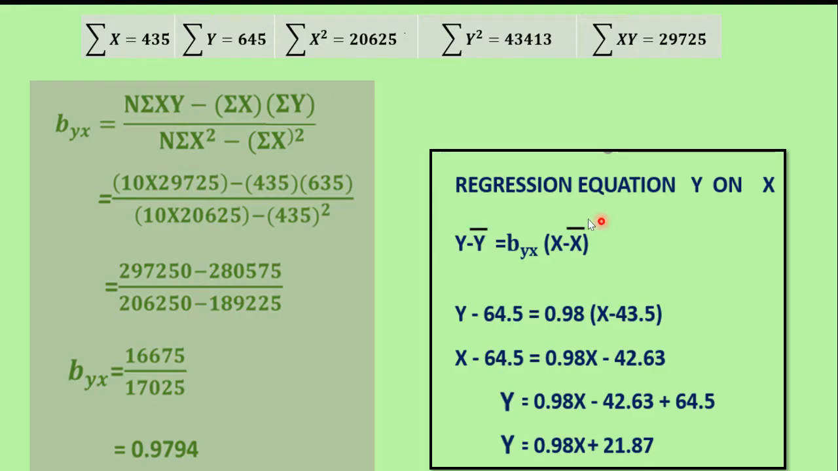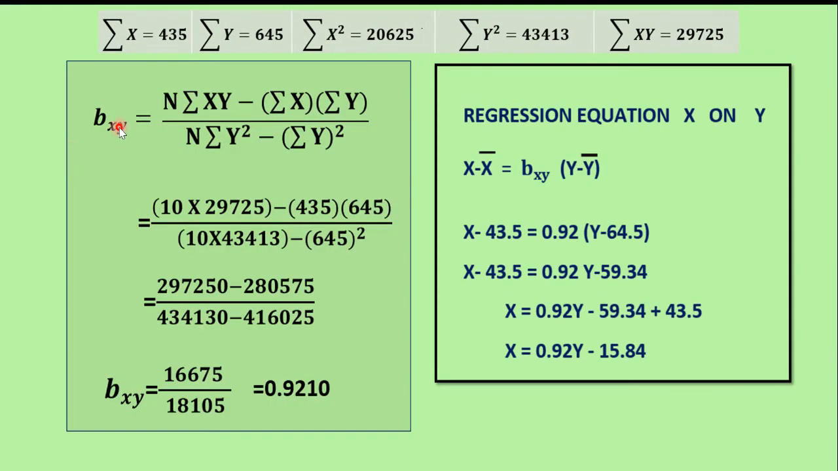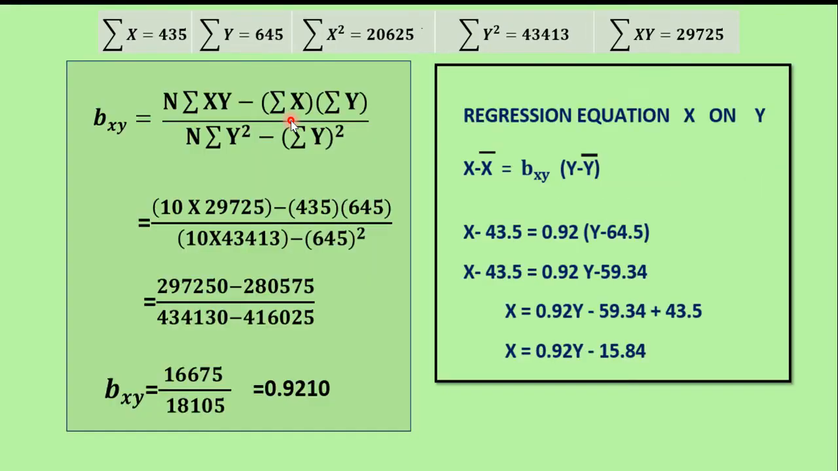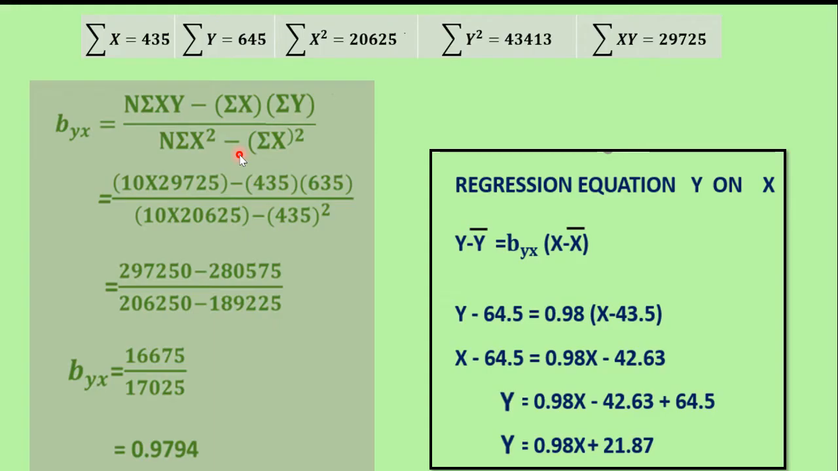Similarly, we have to find out the regression equation y on x. So here it was bxy. Now you have to find out byx. So n summation xy minus summation x summation y, all that is same. Here in the previous formula we had n summation y square, but here we have n summation x square minus summation x the whole square. Similarly, you substitute all the values. The values I've taken from there and posted it here. Okay. So regression equation y on x is y minus y bar is equal to byx, x minus x bar.